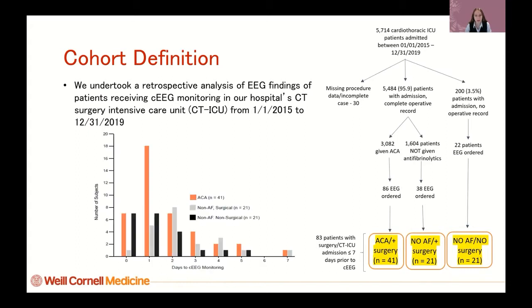Here you can see with a bit more detail the makeup of our cohort and how they stratified across that 7-day period. The light red bars represent subjects with ACA, gray surgical subjects who did not receive AF, and black subjects who did not undergo surgery. You will see in patients that receive ACA that they mostly received monitoring within 1 day after surgery, which is consistent with the half-life of ACA.